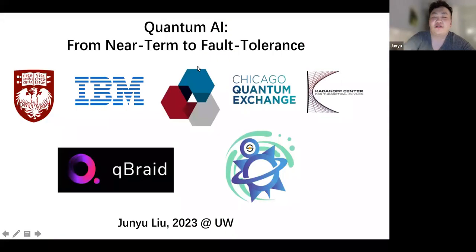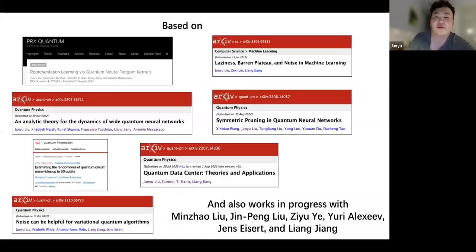Today the topic I will discuss is so-called quantum AI, or quantum artificial intelligence, or more precisely quantum machine learning, from near term to fault tolerance. So that is the title. Currently I'm supported by the University of Chicago and IBM, and also two other startups, so-called Kubernetes and Secure. Those organizations are funding my research. So maybe we can start from that.